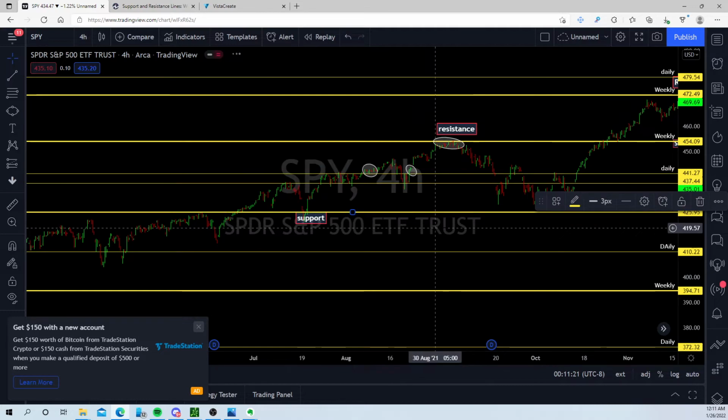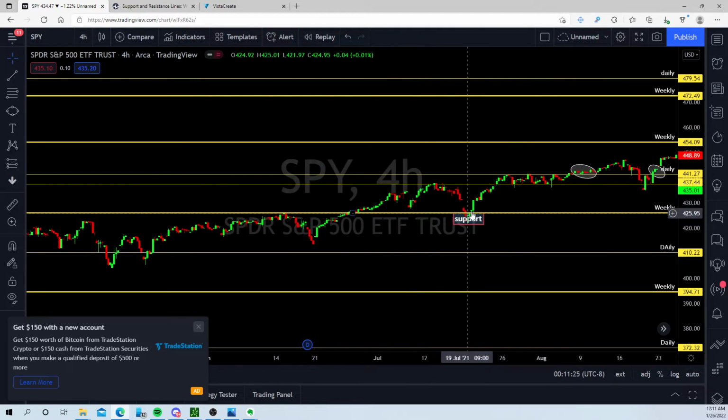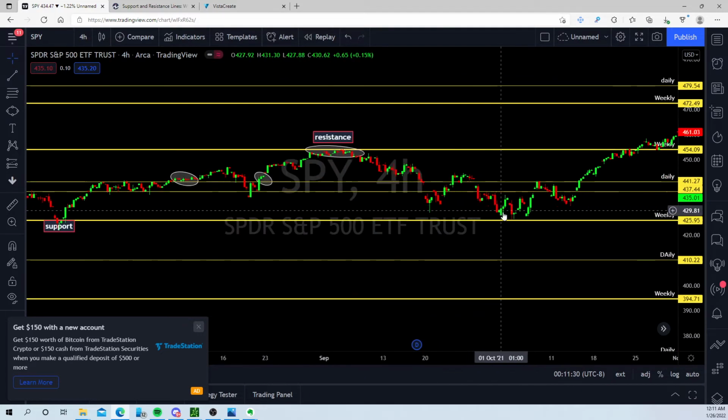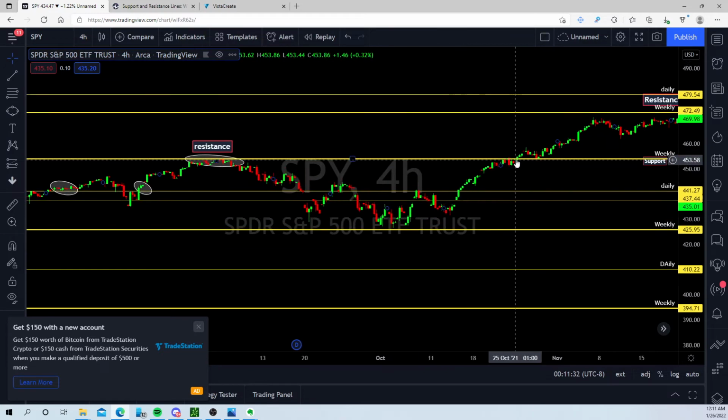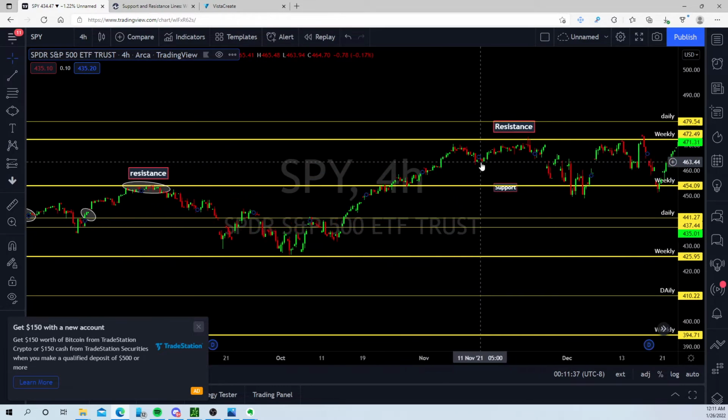You got to find it really secure. Look, that makes a little more sense. Reject it. Stay inside here. It came back in. There was a wick in here. So now we're there. Held. Broke out. As soon as it broke out of our weekly, look what happened. Popped up. So now we find what's going to happen in the 4-hour.